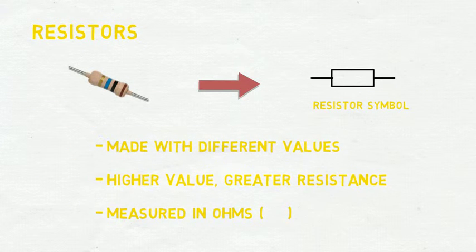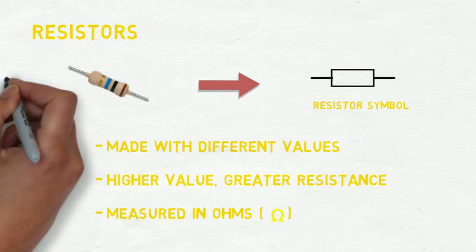Resistors are made with different values. The higher the value, the greater the resistance. Resistance is measured in ohms, or sometimes in kilo or mega ohms when there are larger resistance values.